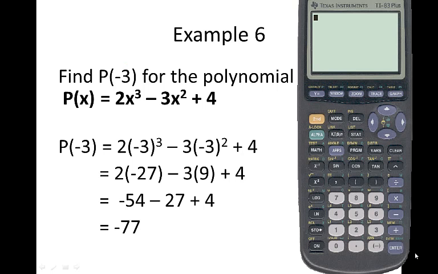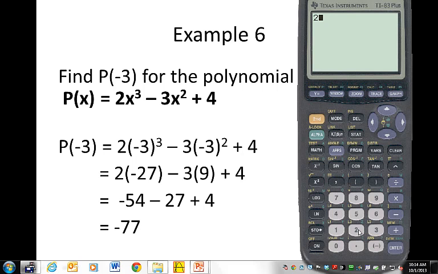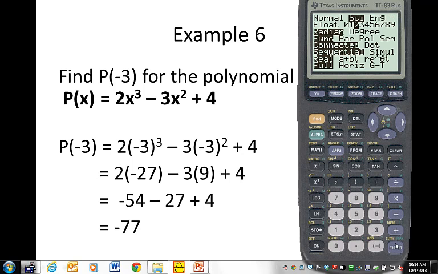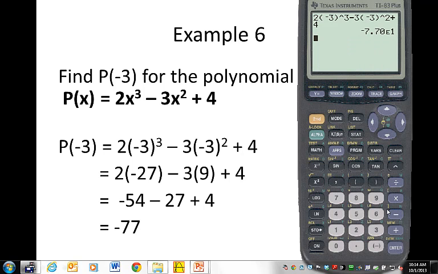So a couple different ways we can evaluate this on the calculator. We can just do it straight up. We can say 2 parentheses negative 3 cubed minus 3 times negative 3 squared plus 4. Oh, I've got it in scientific notation still. Mode, we'll put it at the normal, we'll put it back out to float. And press enter again, we get negative 77, that looks good.